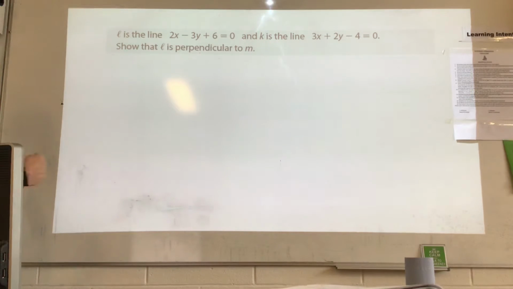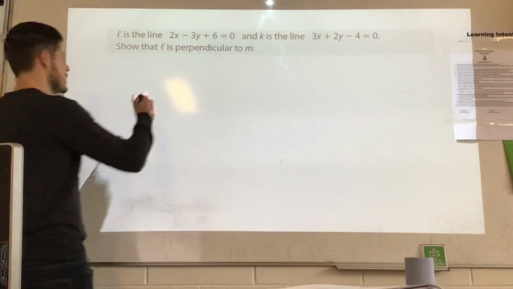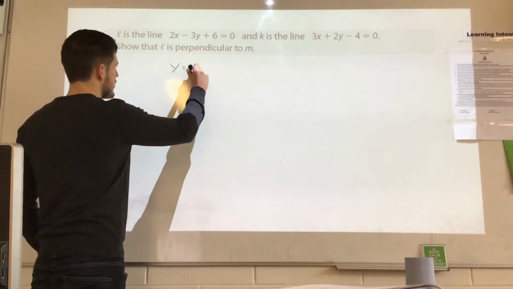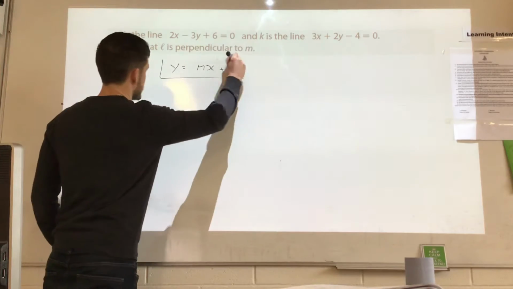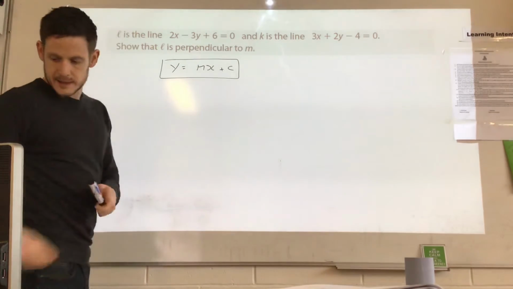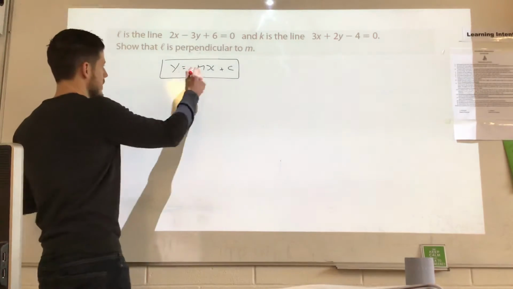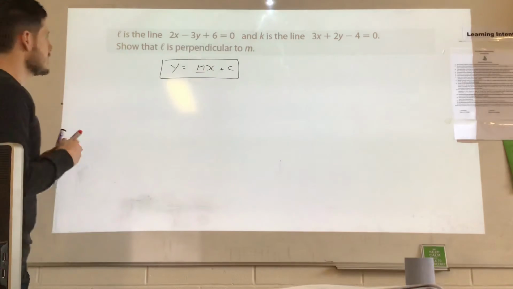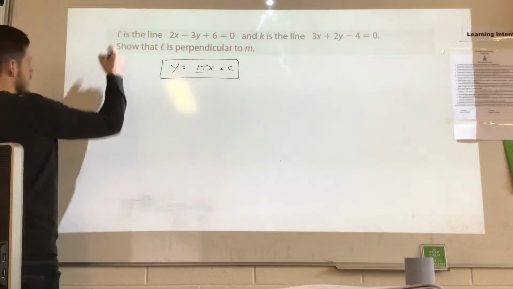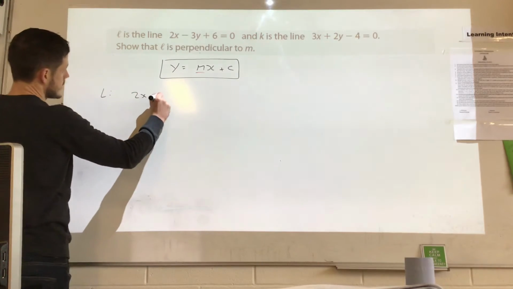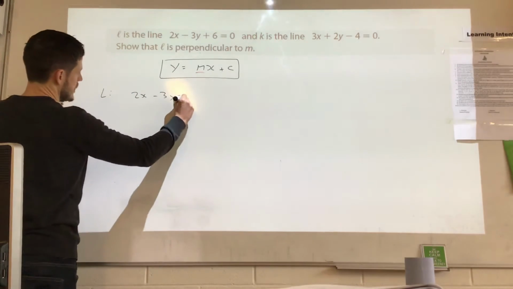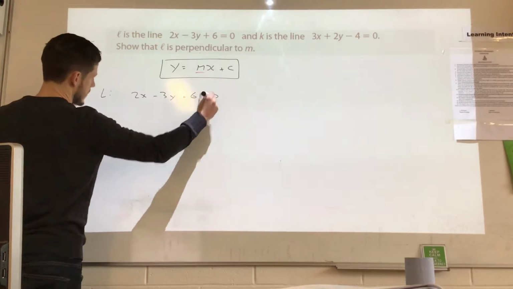So to find the slope, you need to get y by itself. Equation 1 can have the form y is equal to mx plus c. You'll see that in your tables book. Basically, m is my slope, but I have to have y by itself. So the first thing I'm going to do is take the line L and write it out here. It's 2x minus 3y plus 6 is equal to 0.